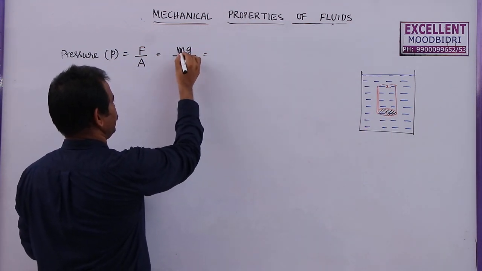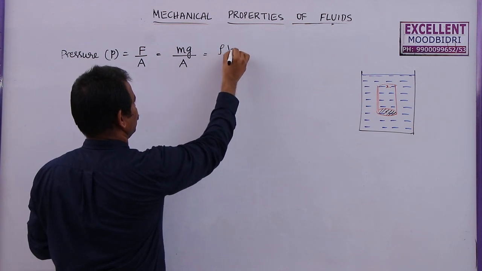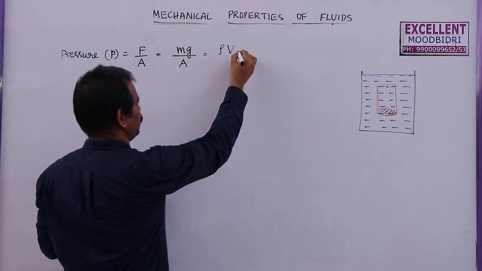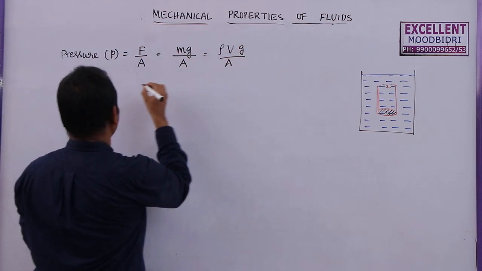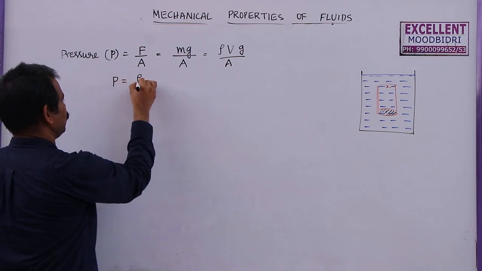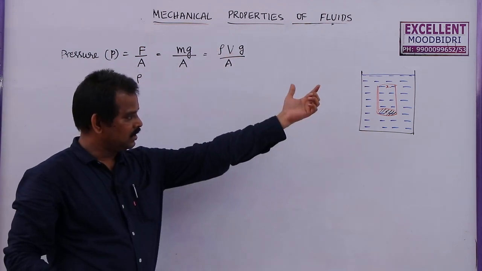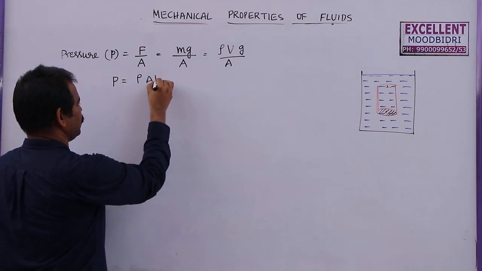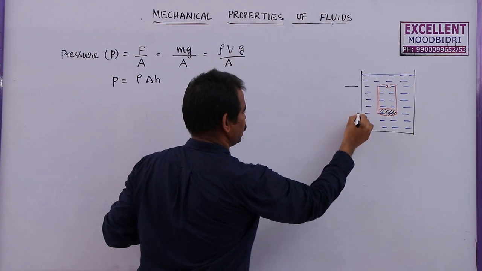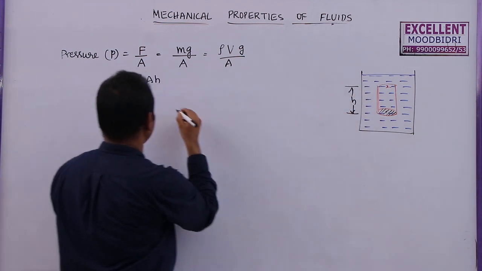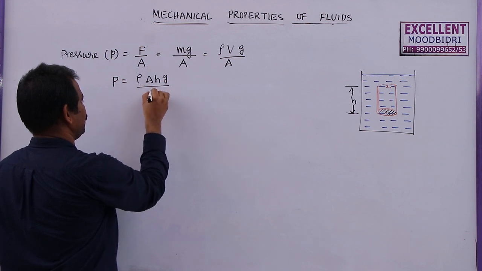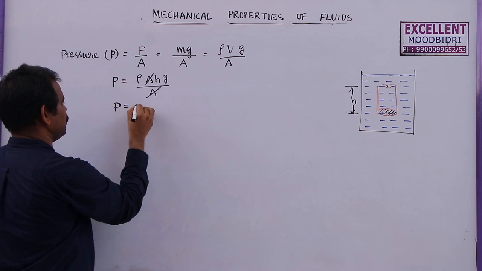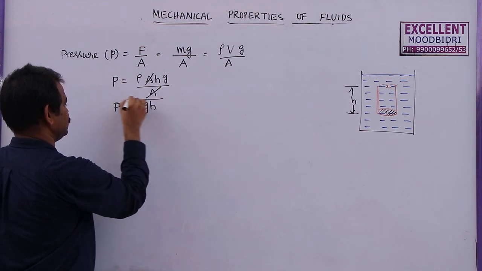We know density is equal to mass by volume. You can write mass as density into volume, into g, by A. So pressure can be written as rho times the volume of that column. This is a cylindrical shape, so the volume is area into height of the liquid column, which we can write as h, into g, by A. You can cancel A and A. The pressure of the liquid column here is given by rho g h.